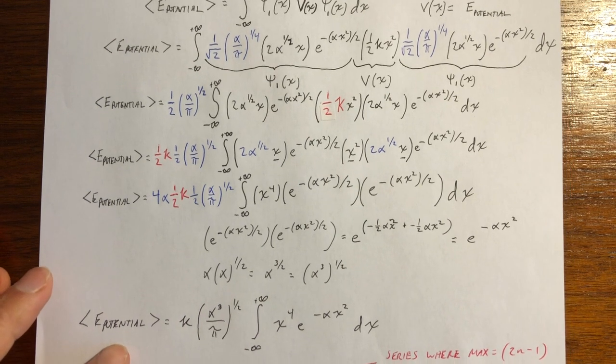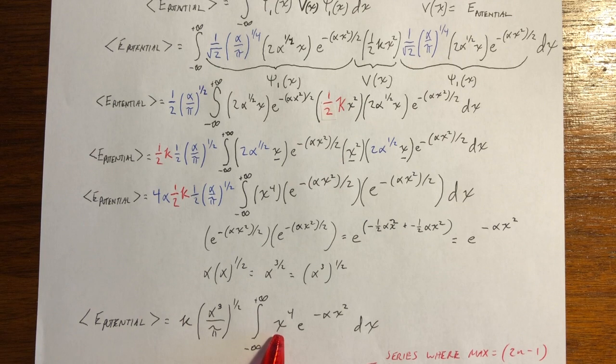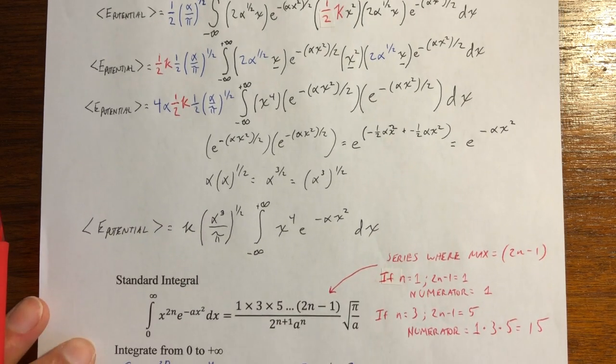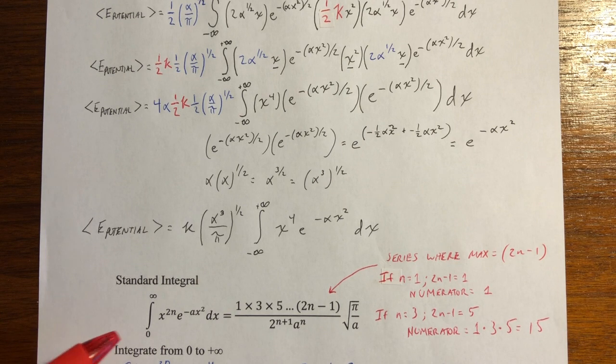And now what we're left with is an integral x raised to the 4th times e raised to the negative alpha x squared. So now we're going to figure out how to solve this integral. And we're going to do that using a provided standard integral. So this shows up in the textbook in Math Essentials 2, and we're just going to allow this to be provided and see how it's used.